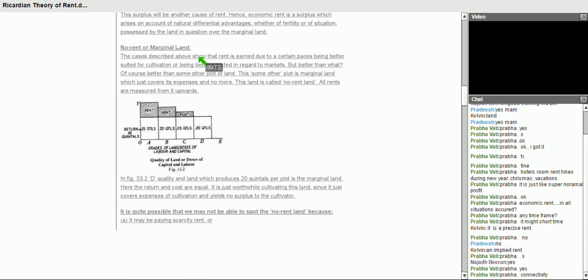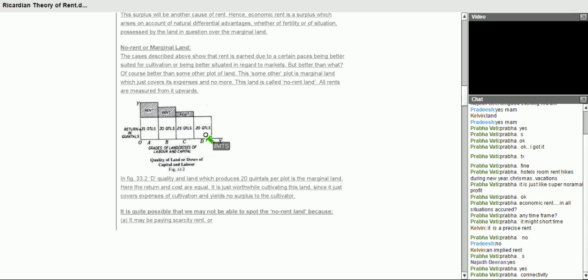Now what is this no rent or marginal rent? The case described above shows that the rent is earned due to certain places being better situated for cultivation or being better situated in regard to markets. But better than what? Of course, better than some other plot of land. This other plot of land is the marginal land, because it just covers its expenses and no more. It is not able to generate any surplus. So this is called the no rent land. All rents are measured from it upwards.